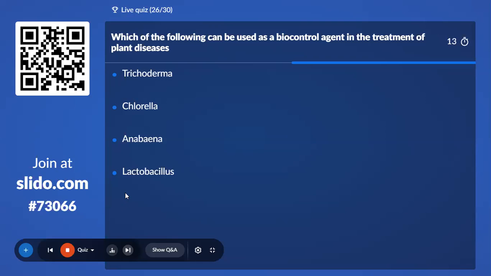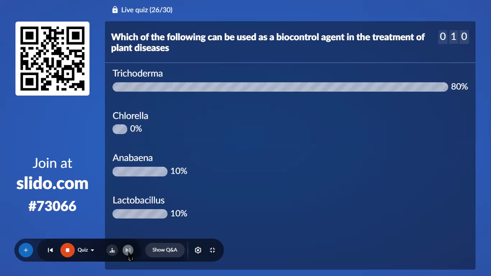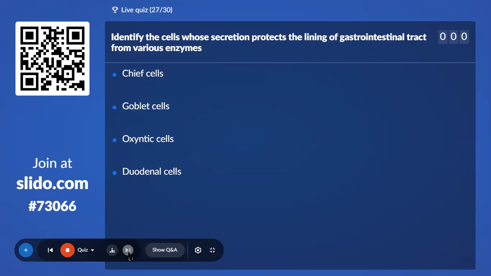The poll rate before you in 10 seconds. Let's check the poll rate. And 80% students voted it as option A, Trichoderma, revealing the correct answer, and it's option A. Moving on to the 27th question.